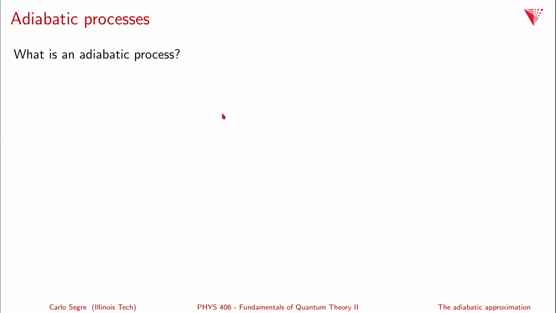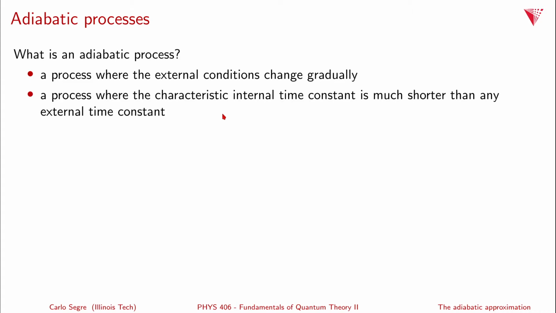So what are adiabatic processes? Well, a good definition is a process where external conditions change gradually, or a process where the characteristic internal time constant is much shorter than any external time constant. So these two are basically the same, assuming that your internal time constants are rapid compared to the outside change.